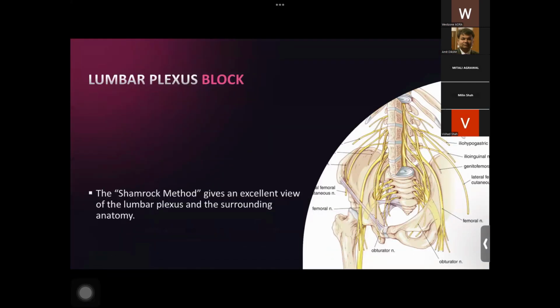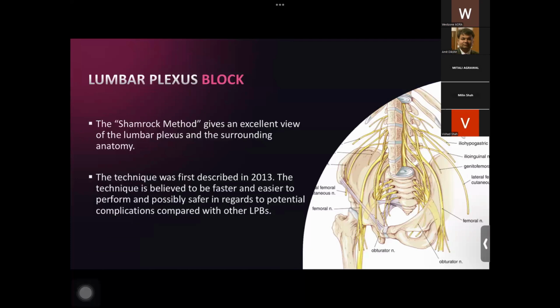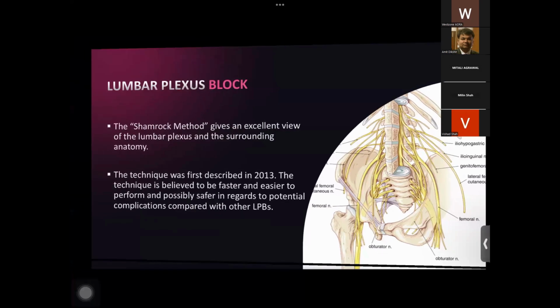For lumbar plexus block, the most common method that we use is the shamrock method, which gives an excellent view of the lumbar plexus and the surrounding anatomy. This technique was first described in 2013. The technique is believed to be faster and easier to perform and possibly safer in regards to potential complications compared with other kinds of blocks.